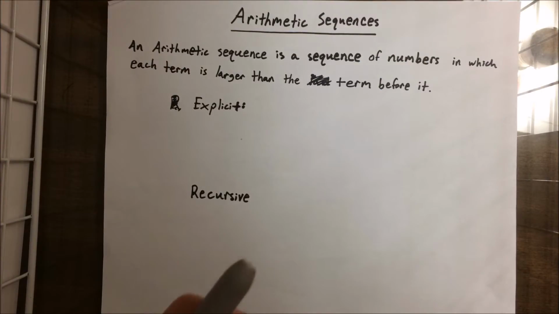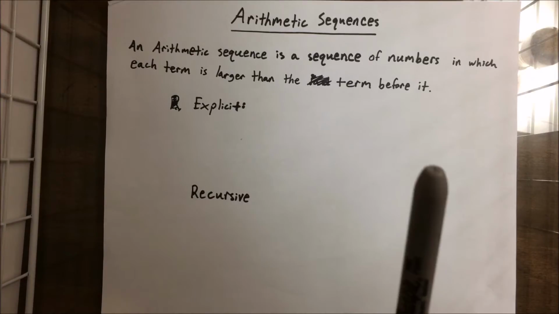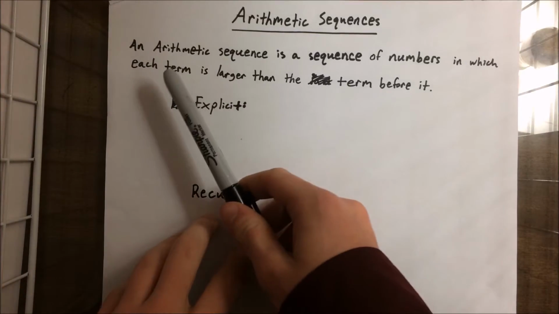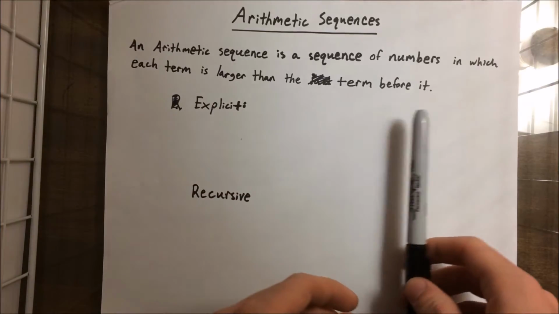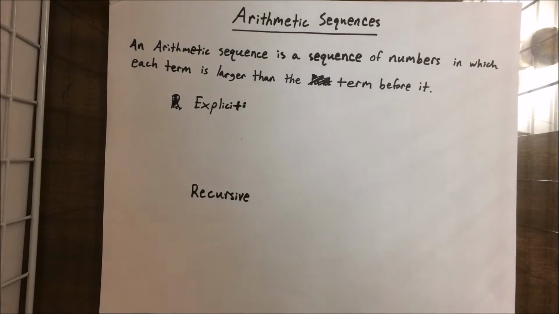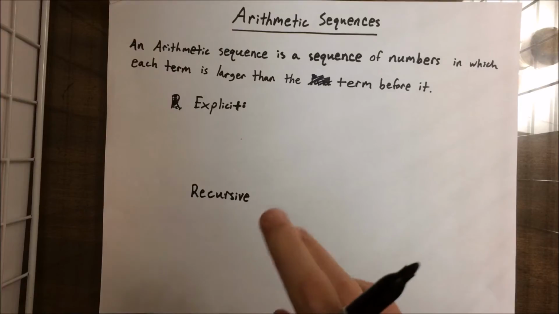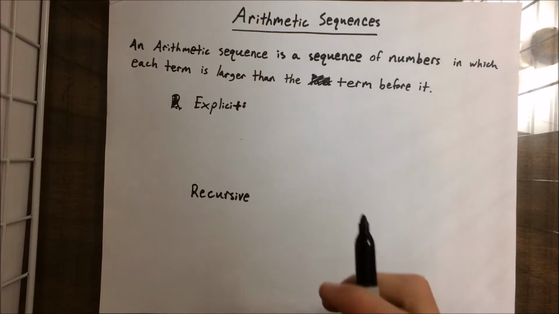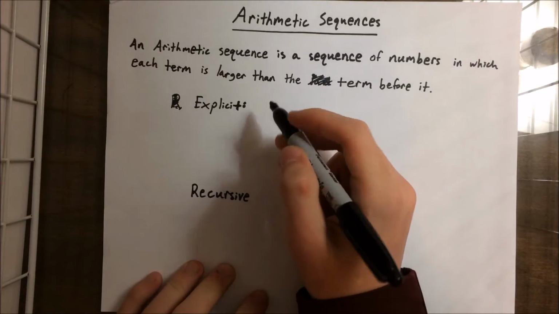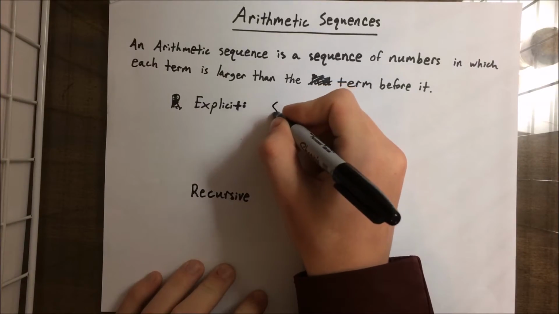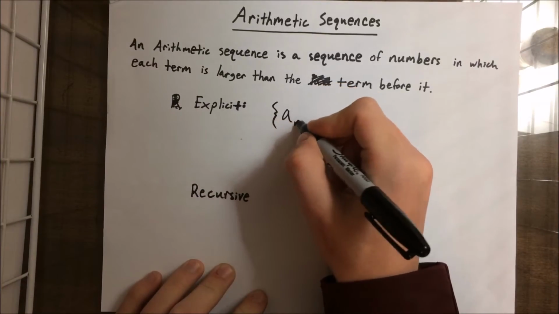And with that, let's start with the arithmetic sequences. An arithmetic sequence is a sequence of numbers in which each term is larger than the term before it. Arithmetic sequences can be defined in two ways. It can be defined explicitly, and the formula for the explicit definition is this.